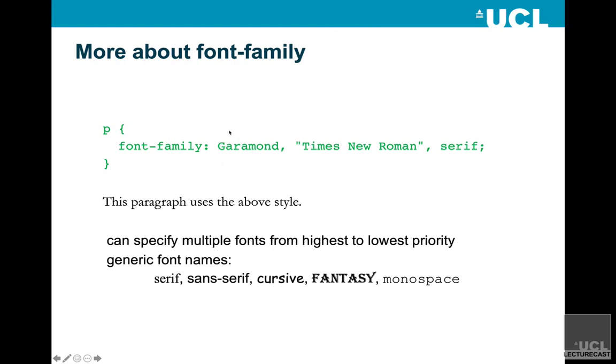For example, if you specify Garamond, Times New Roman, and serif, the browser will try to find Garamond. If the font is not there, then it will try to locate Times New Roman, and if that font is not there, then it will go for any serif type of font. So this gives you as much control as possible, regardless of whether the person has got the font installed or not.